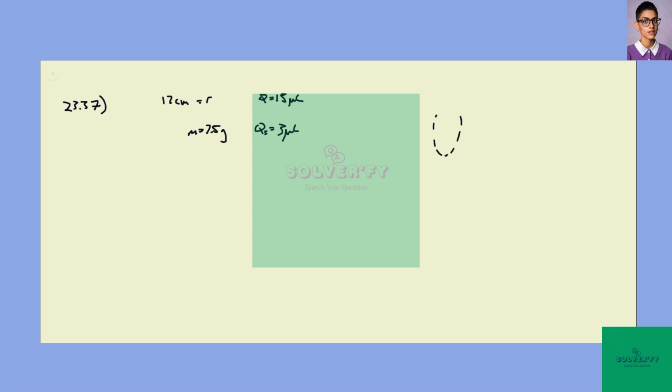So we have our ring here, we have our little sphere, and it gets pushed along this x-axis. And we want to know how fast would the sphere be moving when it is a distance 2 meters from the center of the ring. And of course it says ignore gravity.